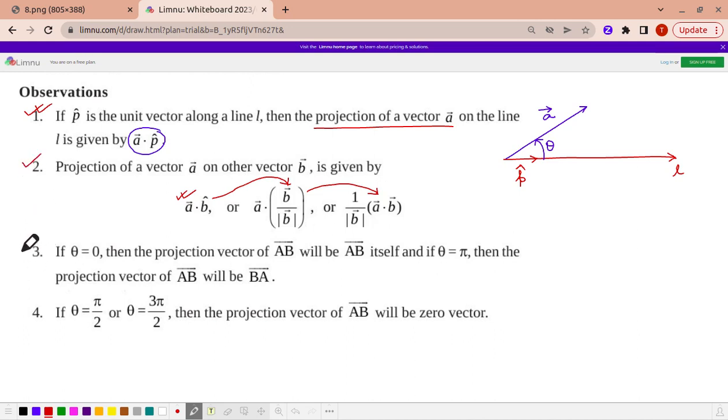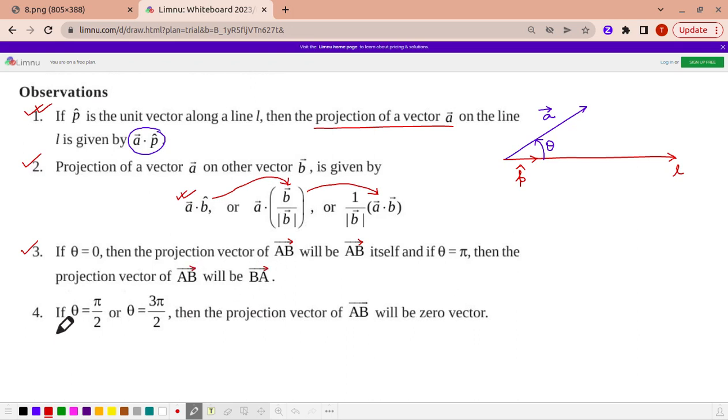The third observation is that if theta equal to 0, then the projection vector of AB will be AB itself. Obviously, if theta equal to 0, the projection vector of AB is AB itself, because it is the same line, right. So, here projection in fact does not make much sense. And if theta equal to pi, then the projection vector of AB will be BA. That means it will be in the exactly opposite direction of the vector AB.